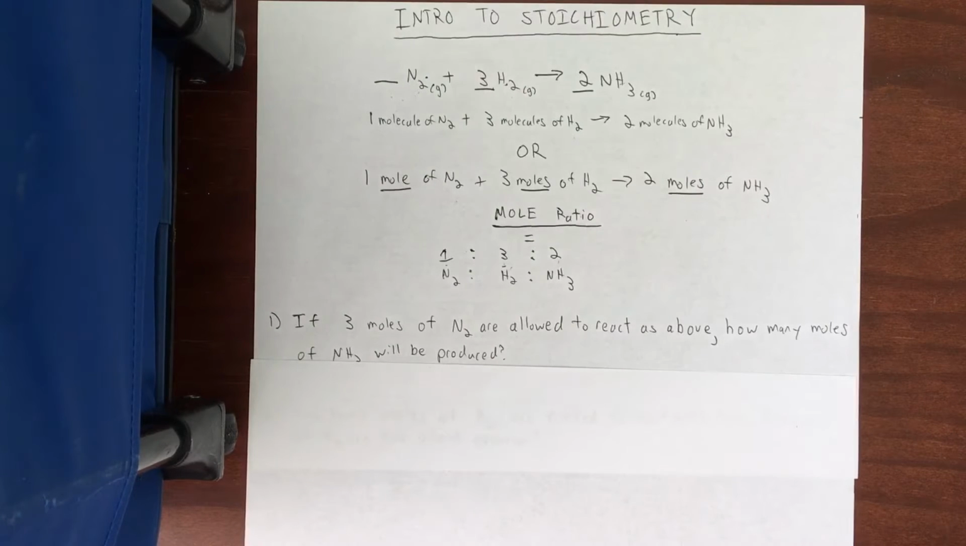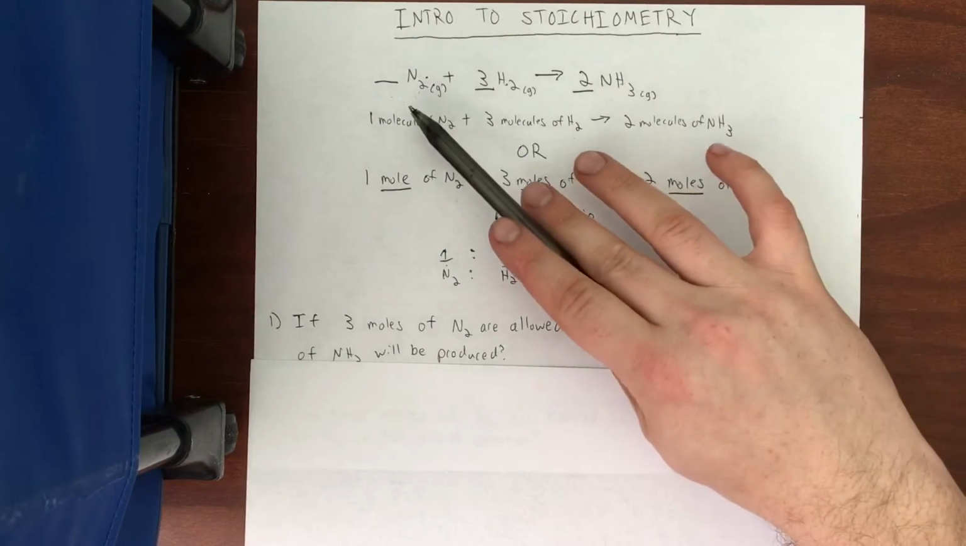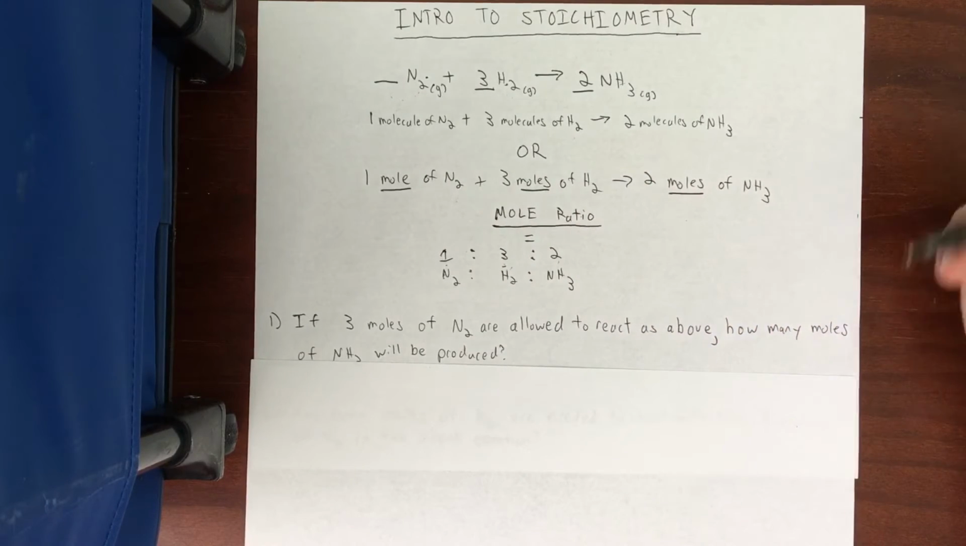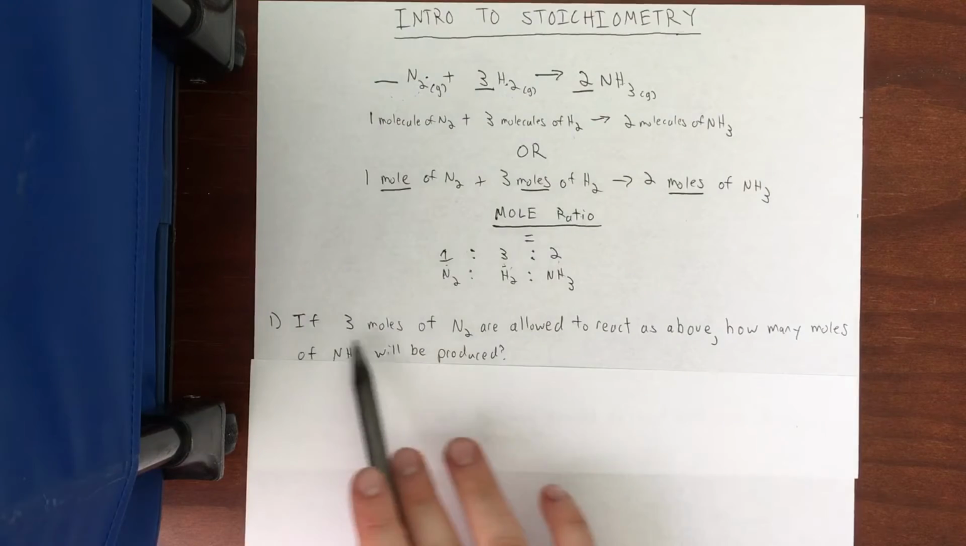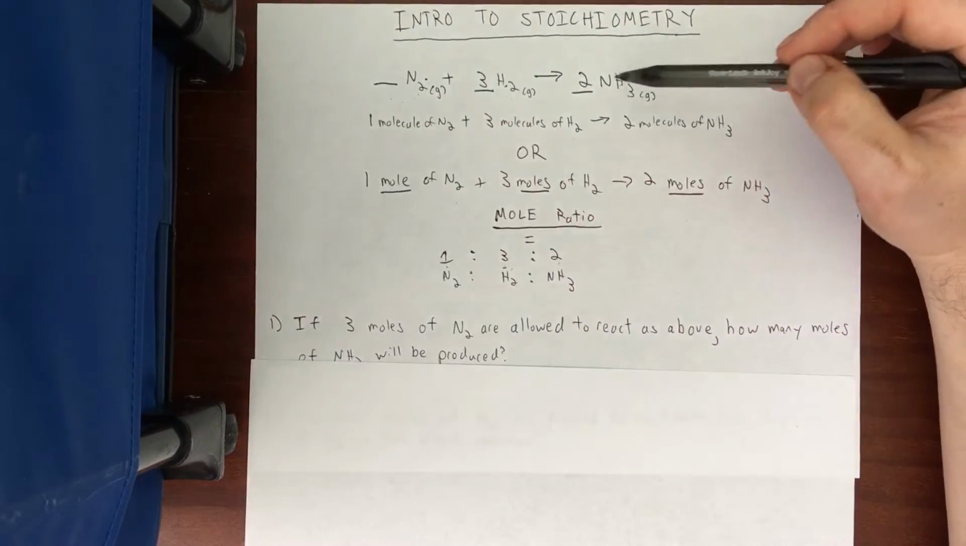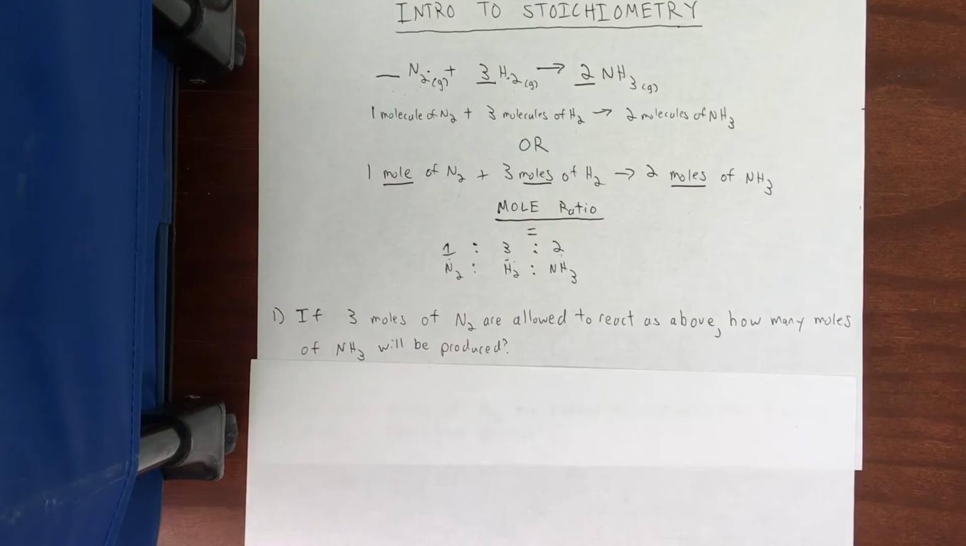So, I promised that I would post one more video showing you how this stoichiometry process can be done when you don't have moles of a substance. In our last video, we took a look at this simple balanced equation of nitrogen gas and hydrogen gas reacting to form ammonia. And we asked a question: if we had 3 moles of nitrogen gas and they were allowed to go through this reaction, how many moles of ammonia would be produced? And we came up with this answer.